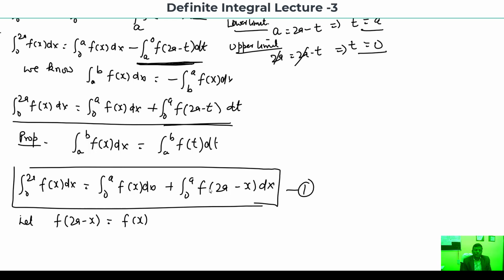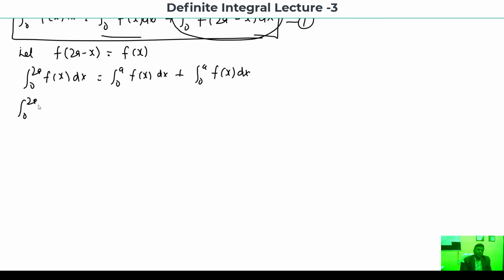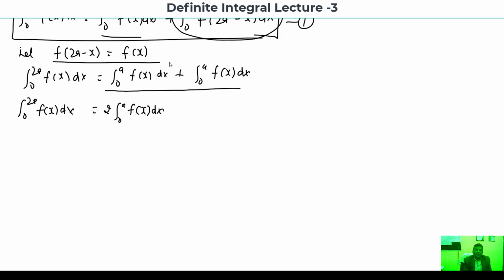Then what will this become? In its place we can put f(x), so the integral from 0 to 2a of f(x) dx is equal to the integral from 0 to a of f(x) dx plus the integral from 0 to a of f(x) dx. That means the integral from 0 to 2a of f(x) dx is nothing but the addition of these two, that is 2 times the integral from 0 to a of f(x) dx. This happens when f(2a minus x) equals f(x).